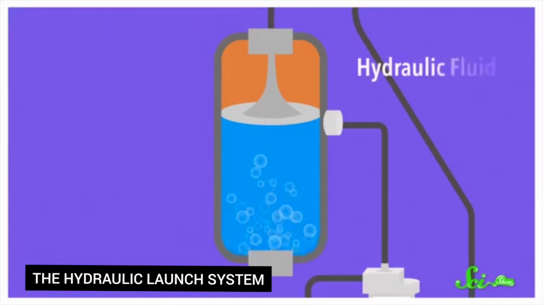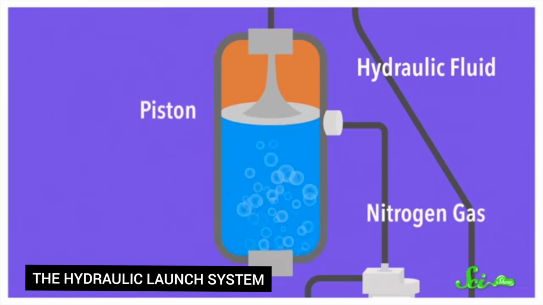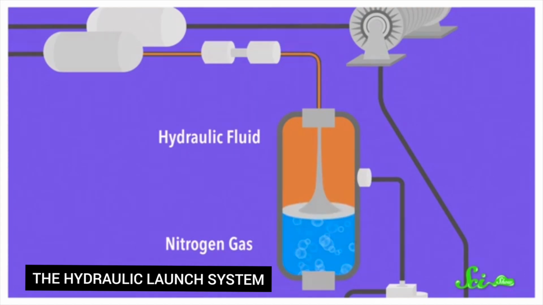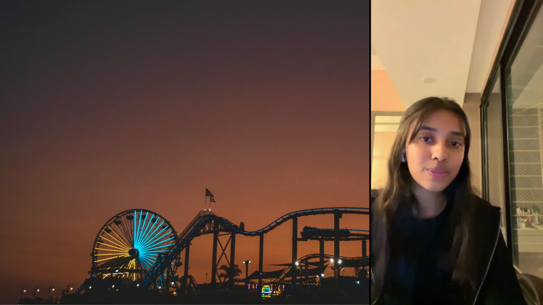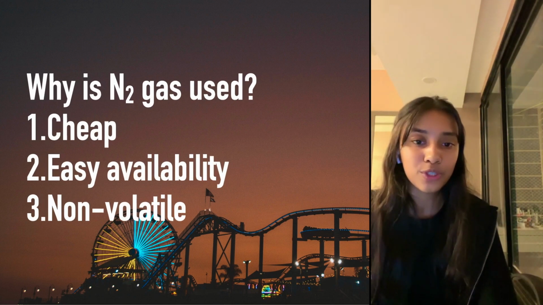The hydraulic fluid and some nitrogen gas are separated by a piston inside this chamber called the hydraulic accumulator. The hydraulic fluid used is incompressible. Then this fluid is pumped into the accumulator and compresses the nitrogen gas so that there are more gas molecules bouncing around in a smaller space, which increases the pressure. Nitrogen gas is used because it's cheap, easily available, and does not cause huge explosions.